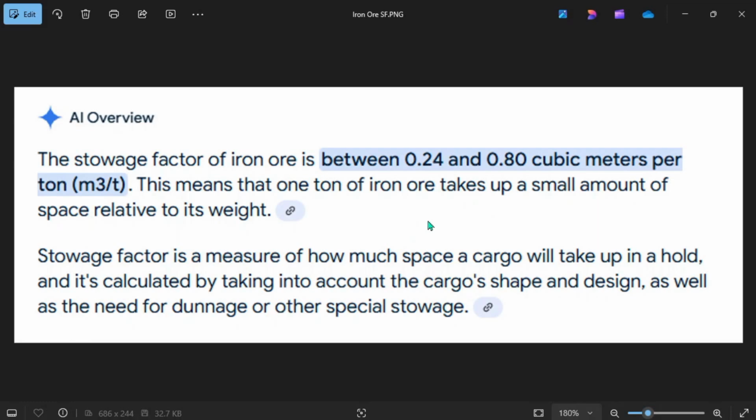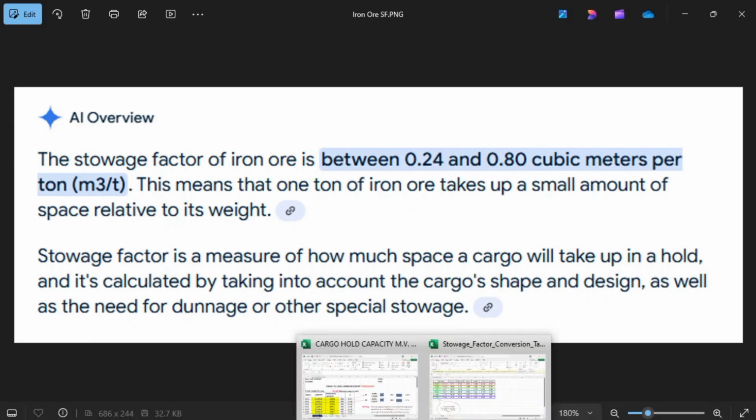Iron ore is a heavy cargo, so it will not take too much space in your cargo hold because of its weight. Meaning your cargo hold will not be totally full in loading because of the stowage weight of the iron ore. So take note of this 0.80 cubic meters per metric ton. Okay, and let's proceed with this.